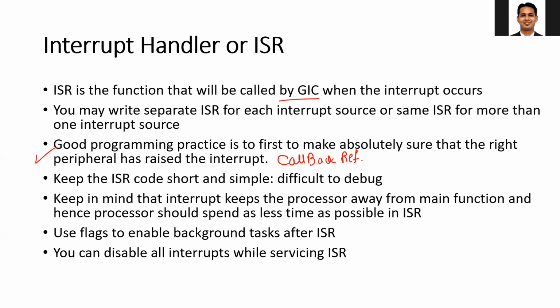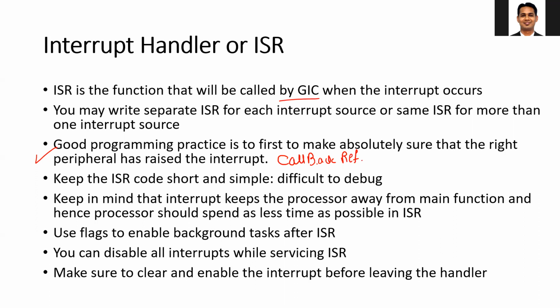You can disable all the interrupts while serving. Suppose you are executing the ISR and another interrupt happens. Then what will happen? You will jump to the next ISR. So to avoid such jumping, whenever you go inside the ISR, you should disable the interrupts, then service the ISR, but make sure that you clear the interrupts as well as enable the interrupts before leaving the ISR. Enabling is important to generate the next set of interrupts.